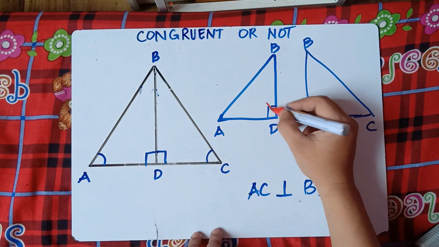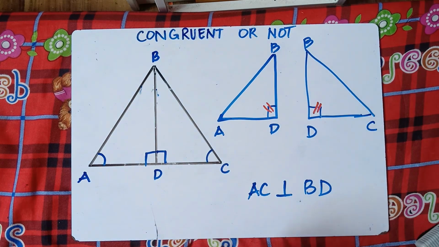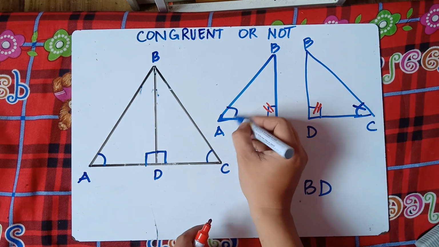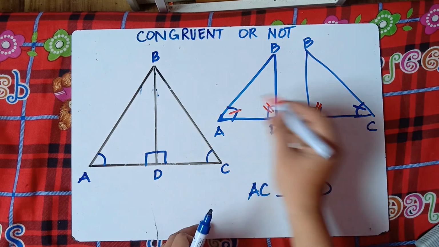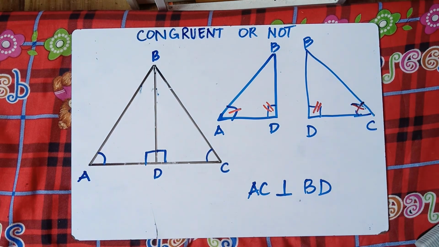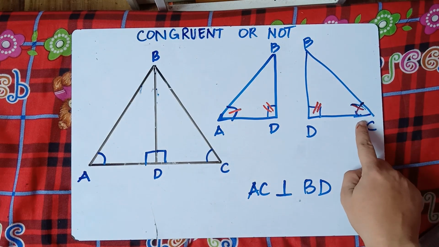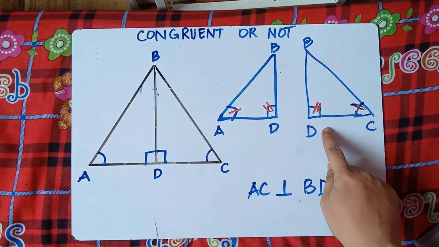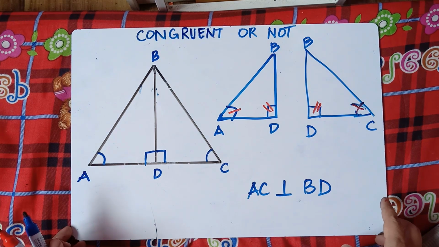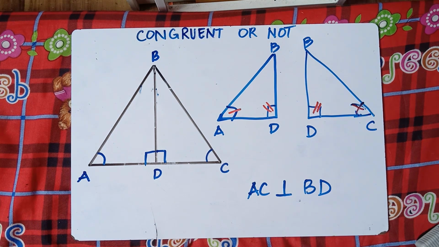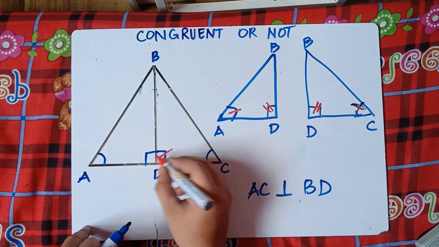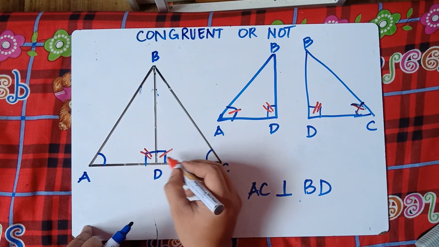Okay, so let's put a marking. And we have another angle, which is congruent to this angle. Let me just put a red marking. Class, we do have now two angles. This angle is congruent to this angle, and this angle is congruent to this angle. What else can you see, class? With regards to the side, do they have the same sides? Yes, that's correct.